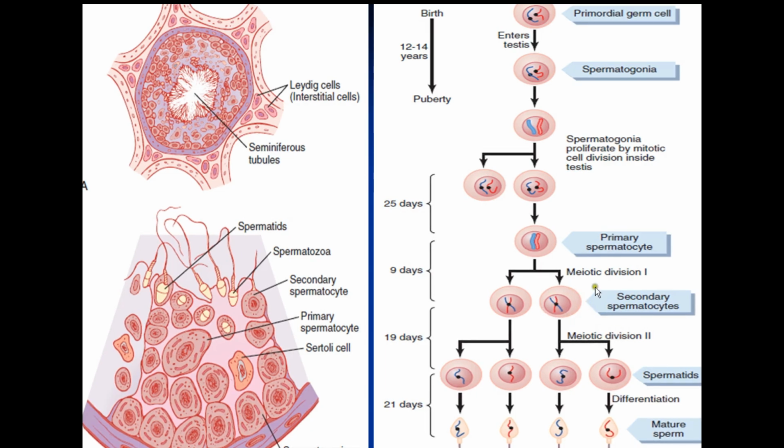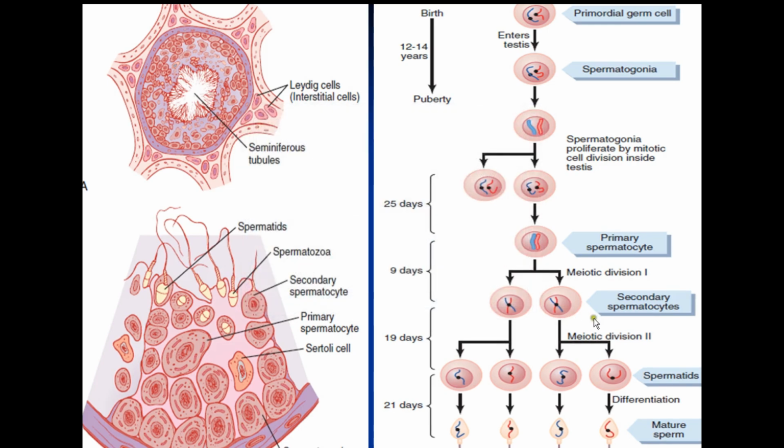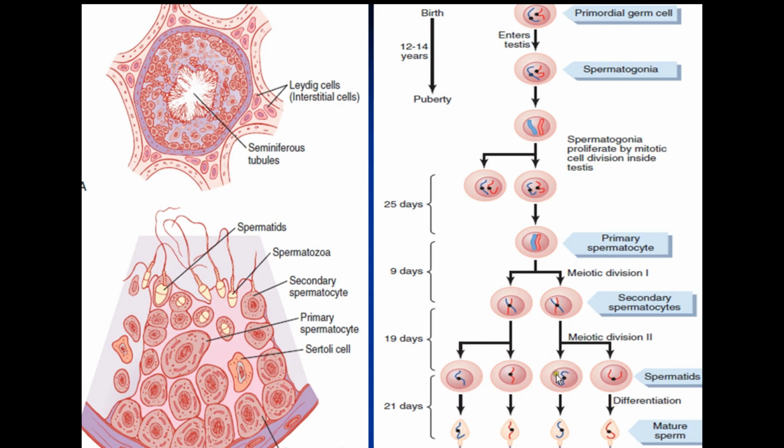In which the 23 chromosomes split apart at the centrosome, forming the two sets of 23 chromosomes. One set passes to one daughter spermatid, and the other set of 23 chromosomes passes to the other daughter spermatid.